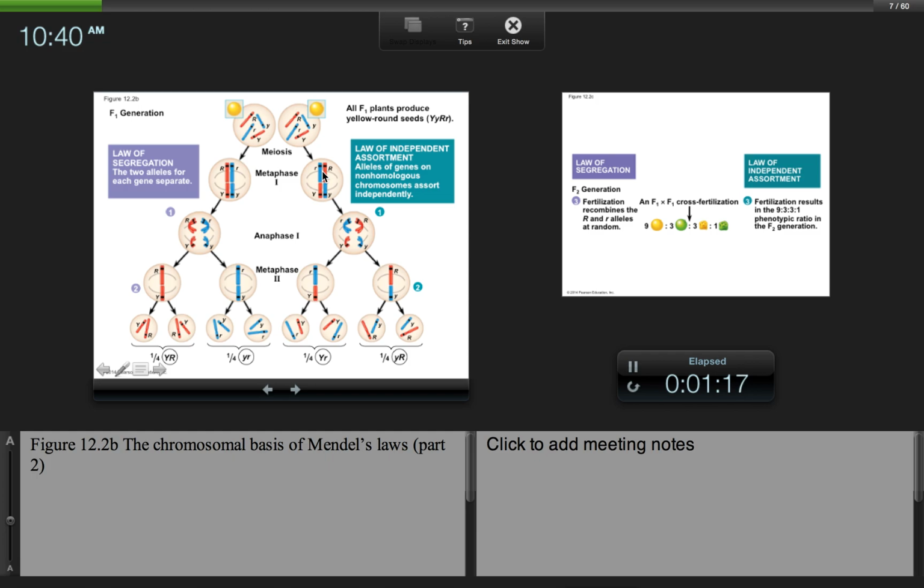Okay, so here are our F1 plants. So they are all yellow and round. So this just follows them through meiosis. So metaphase 1, they line up at the metaphase plate. So look at, there are two possible combinations that they can line up in here. And then anaphase 1, remember that the pairs separate. Metaphase 2, they line up individually at the metaphase plate. And then anaphase 2, they are pulled apart at their centromeres. So here you can see the possible gametes that you can have.